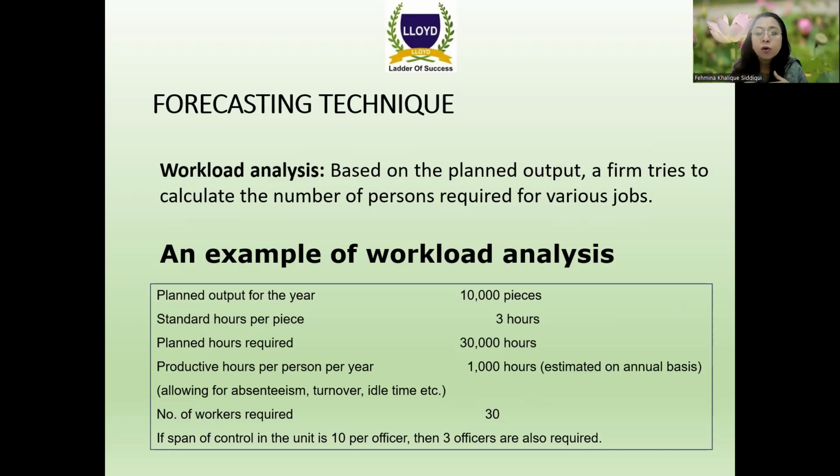So if the planned output is 10,000 pieces and per piece it takes 3 hours to complete, the planned hours required would be 30,000. And if one person takes 1,000 hours in a year to complete the work, then we require 30 people. And for span of control, we require at least one person per 10 people. So we need 3 managers and 30 labor workforce for this kind of work. So this is called workload analysis. This is mostly used for factories and production houses and for the manufacturing industry.